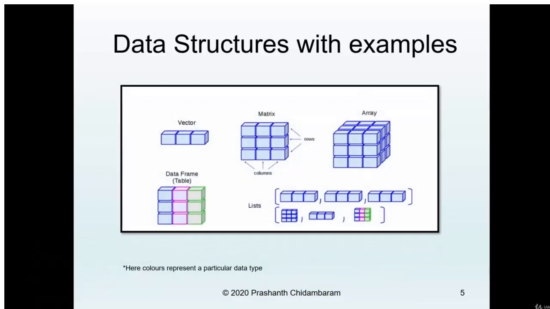So, data structures with examples. This visually represents the kind of data that different data structures can take. If you look at a vector, for instance, it's a single color, in this case blue, and there's only a row. A matrix has rows and columns, again of a single color, a single data type. An array is multidimensional. A data frame, a data table, has 3 different colors representing 3 different data types. A list basically contains all of them.